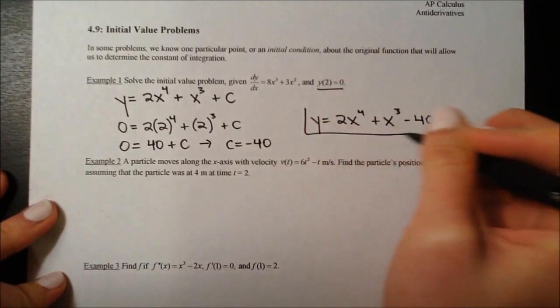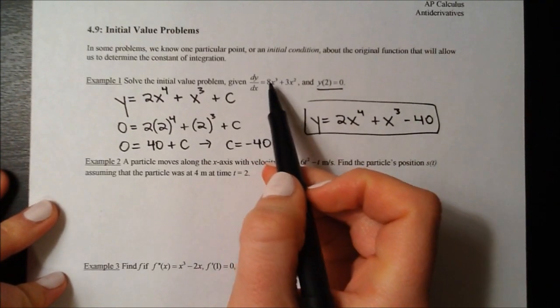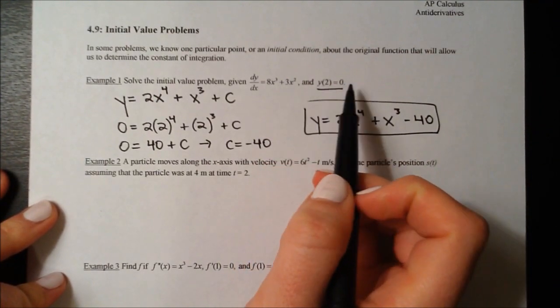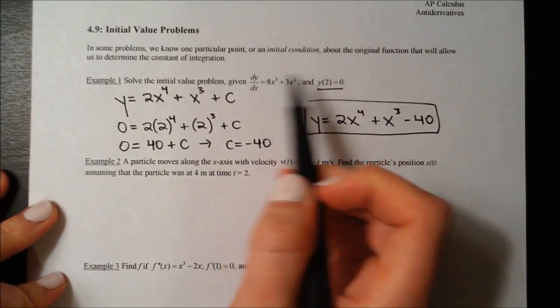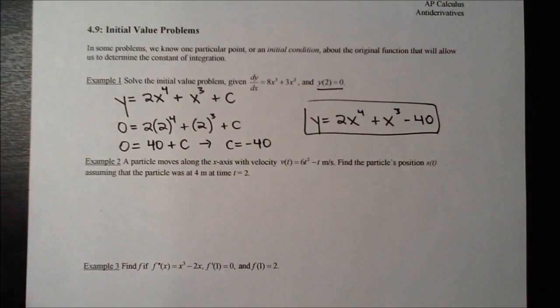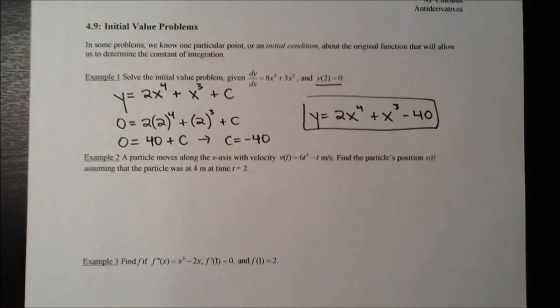So what this equation is, it's an equation that has this as a derivative, but also if you plug in 2, you get 0. So kind of two different qualifications that we have to meet. All right, so we're doing pretty much the same thing for all of these problems. Some of them are just f of x, f prime of x, and then some of them are initial value problems with particle motion, position, velocity, acceleration, and that's what we're looking at with example 2.